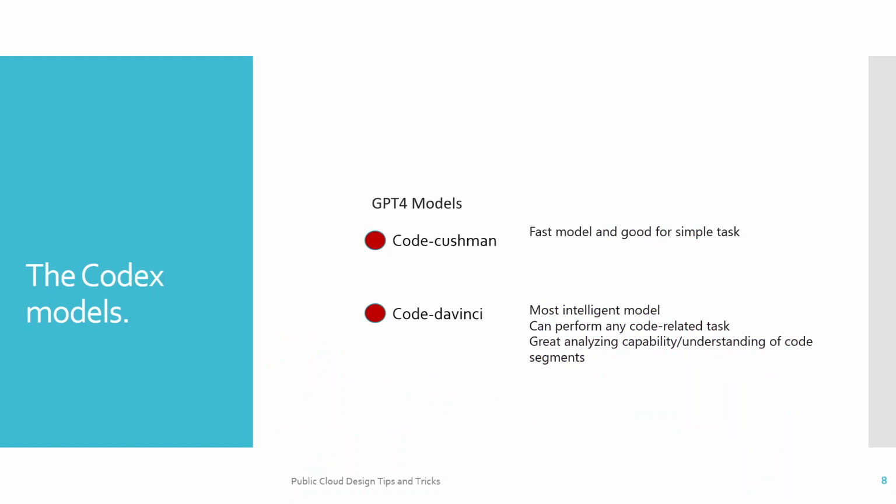Now, what are the Codex models inside? There are two models: Code Cushman and Code Davinci. Cushman is for faster and simpler tasks, and Davinci is the more complex, intelligent model. It can perform any code-related task, and it can analyze and help you understand the code segments. So that is how you can classify them.